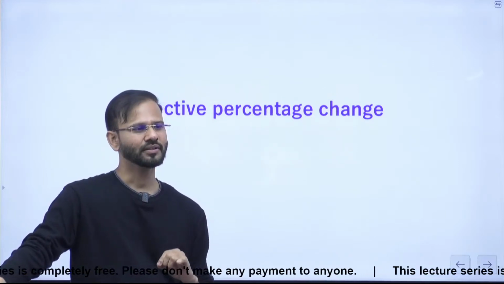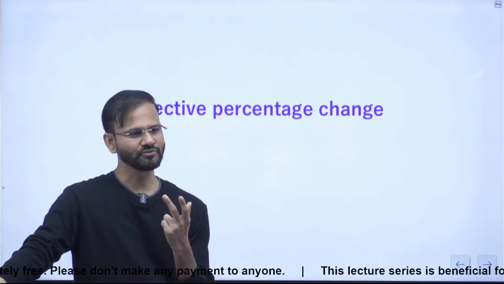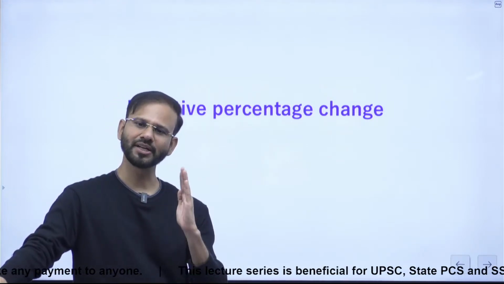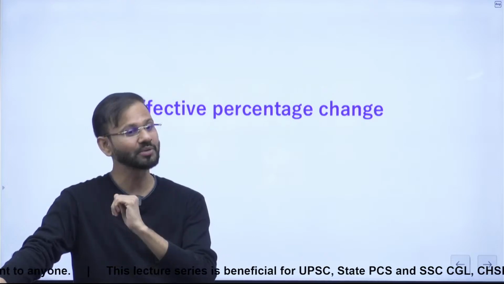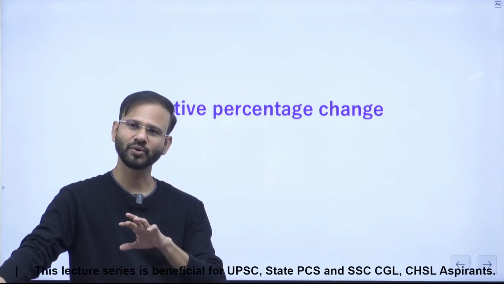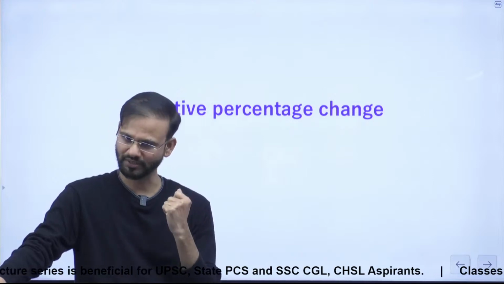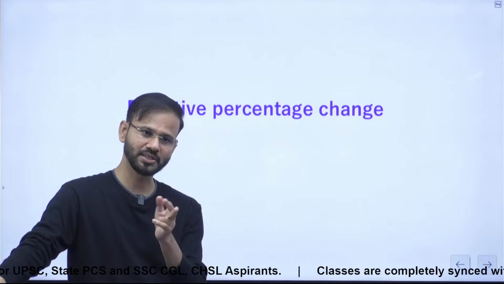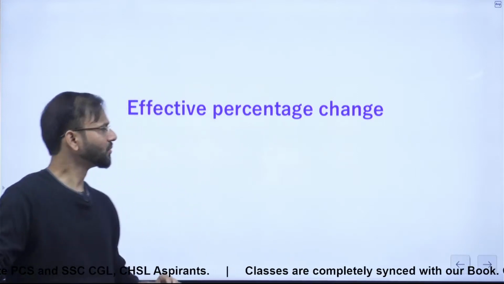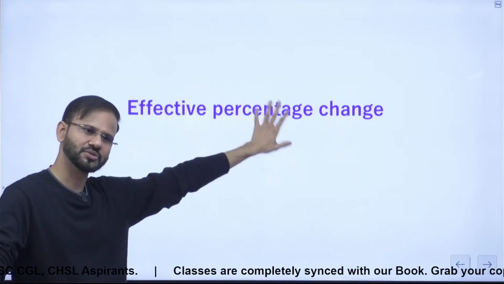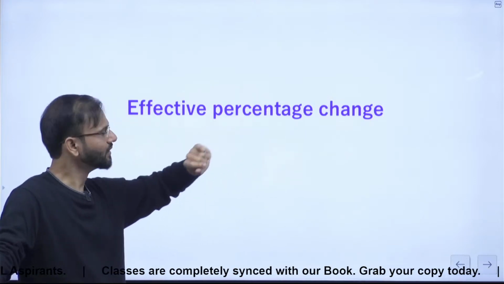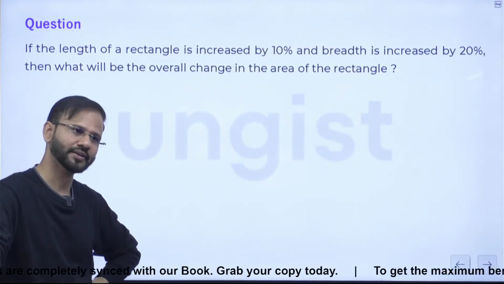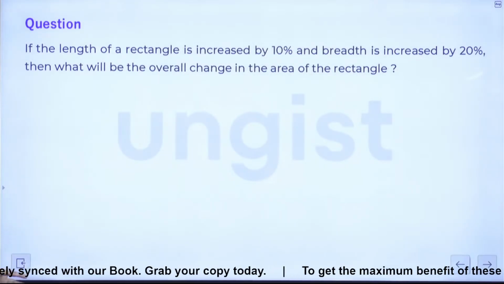For example, take a rectangle. Length is changing by some percentage, breadth is also changing by some other percentage, and the question is, what is the overall change in the area of the rectangle? The area of the rectangle is length into breadth, so this is the product of two quantities. In a product, we will use this concept, guys. Here, these fractional values will be very important. I'll show you which type of application would be here.